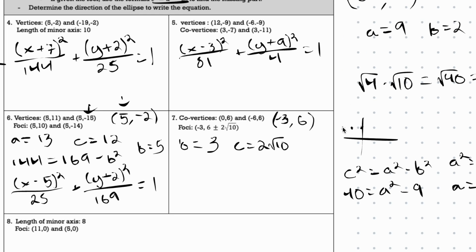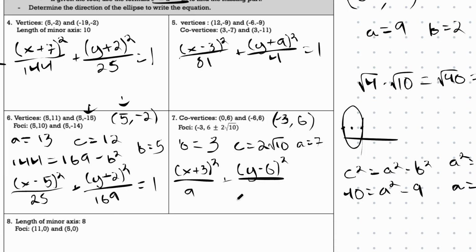And right, I said this ellipse was going to be vertically stretched, and so that means our a value is going to go under our y term. A is equal to 7. So x minus -3 squared over b squared, since it's vertically stretched, so over 9, plus y minus 6 squared over a squared, 7 squared, which is 49, and that's equal to 1.